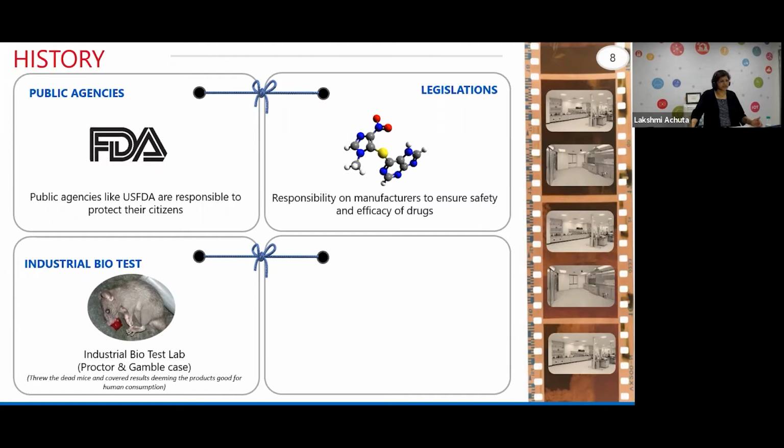conducting the GLP studies. A classic case is that of the Industrial Biotest Lab, which was conducting the tests on behalf of Procter & Gamble, wherein what had happened was that the mice had developed cancer and died during the conduct of the study. However, the team threw away the dead mice and covered up the results, deeming that the products were good for human consumption. So this led to a major investigation by the regulatory agencies, and finally a criminal investigation was launched against the stakeholders, and criminal penalty was awarded to them.